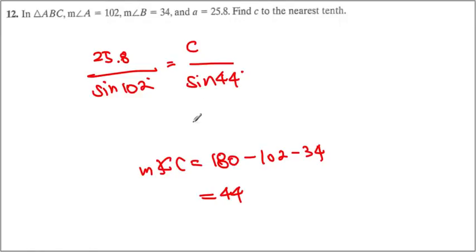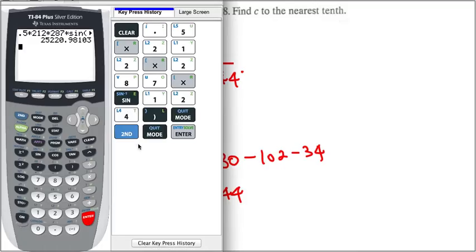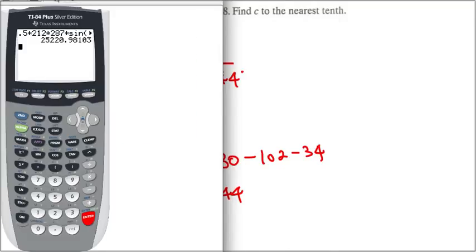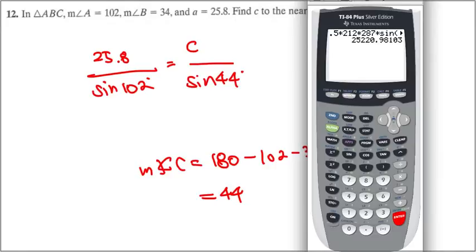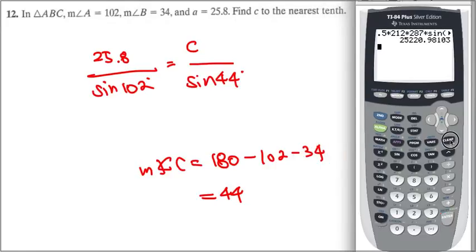And let us cross multiply them. We end up getting 25, and if I have to put this one over onto the other side, 25.8 times sine of 44.